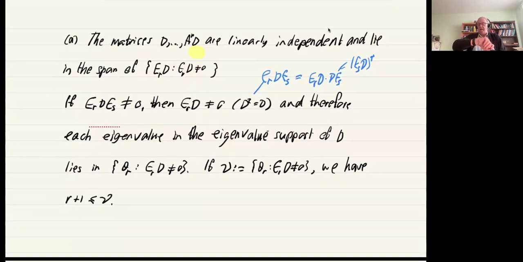And this tells me that each eigenvalue in the eigenvalue support lies in the set of eigenvalues theta_r such that E_r D is not equal to 0. So this is just a set of eigenvalues, not a set of pairs. And so it follows that if nu denotes the number of eigenvalues theta_r such that E_r D is not 0, we have that the covering radius plus 1 is at most nu. And so we have a bound on the covering radius in terms of the number of eigenvalues, which is true.